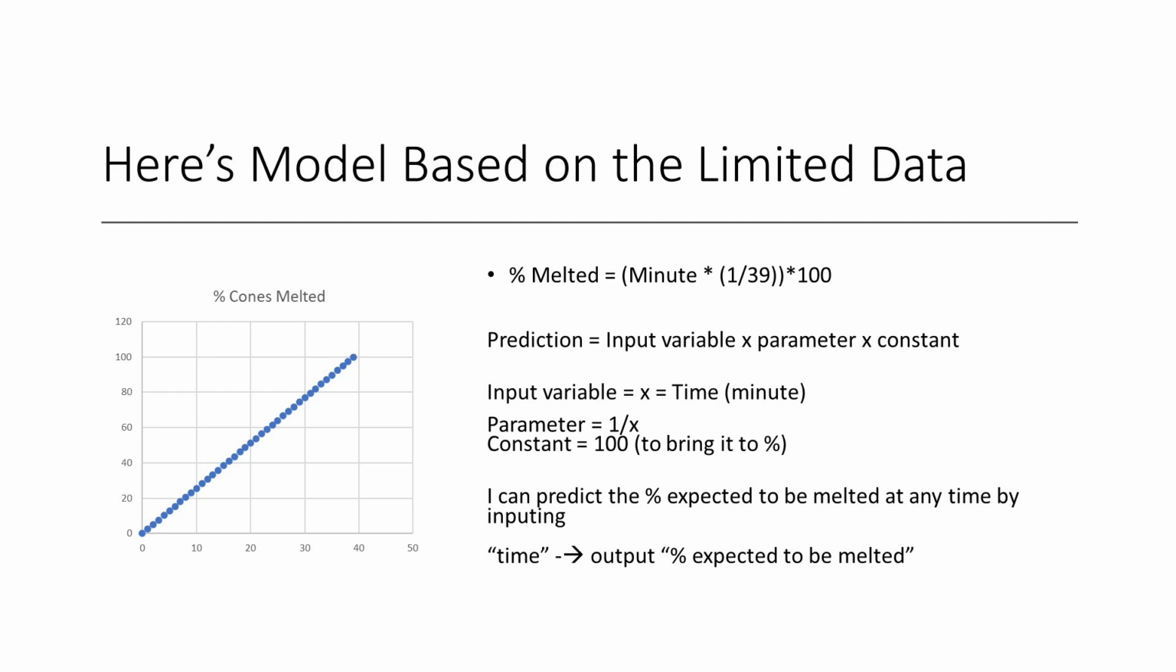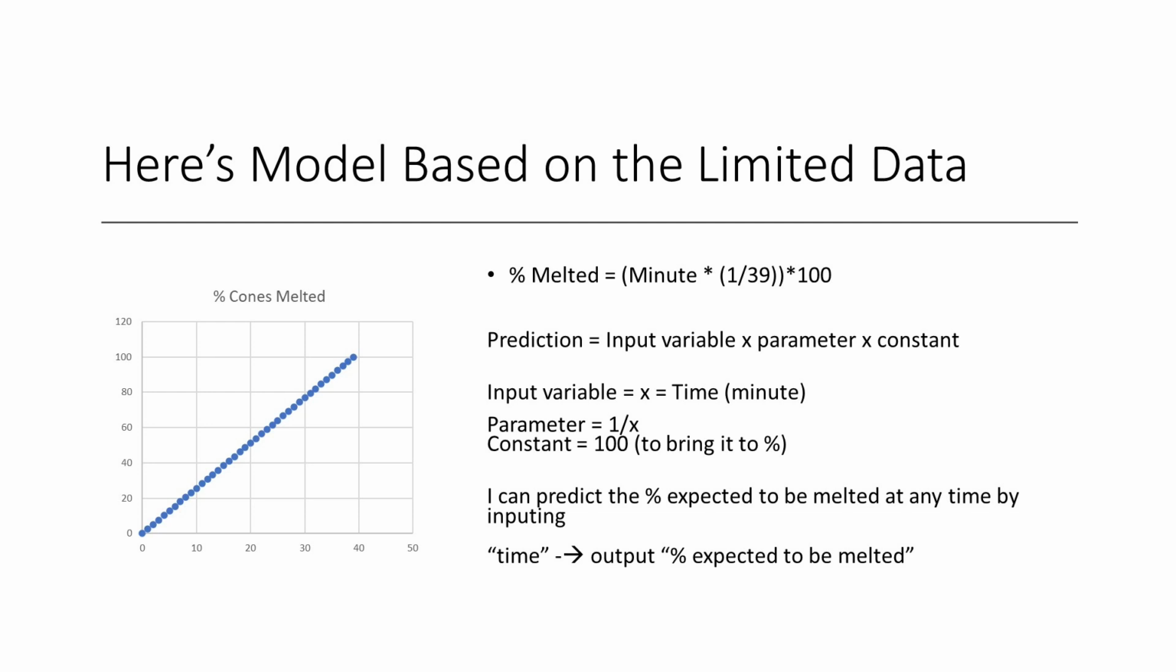The percent melted is equal to whatever minute you're at times 1 over 39 times 100. And that equation will give me the percent expected to be melted at any time. And it's important to understand that this particular model is an interpolative model. It's interpolating inside the 2 data points. I'm not extrapolating to future time beyond 100%.